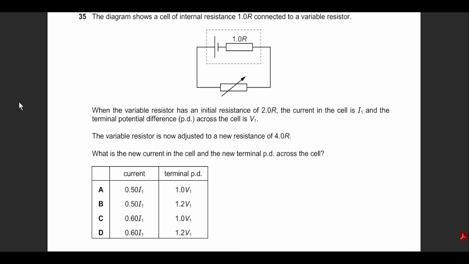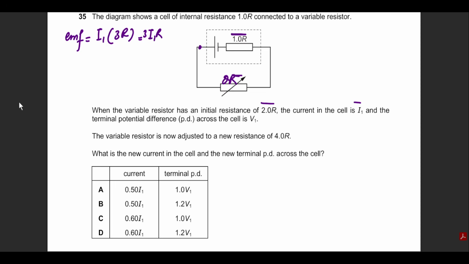All right. So first things first, I'm going to start with the basic equation in terms of what we already have. Can I figure out the EMF of the cell? The EMF actually deals with the internal resistance and the external one. In the initial case, the external resistance is 2R. So the total resistance of the circuit is 3R, and the current of the circuit is I1. So EMF is equal to I1 into 3R, which is 3 times I1R.